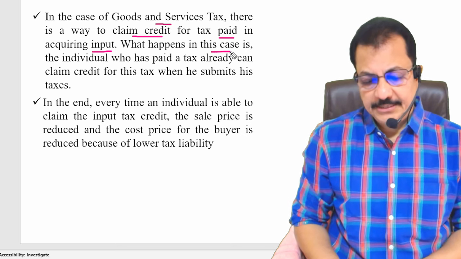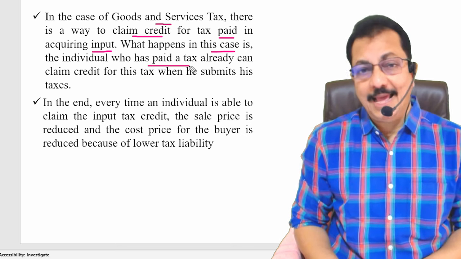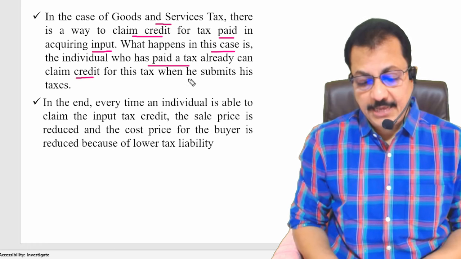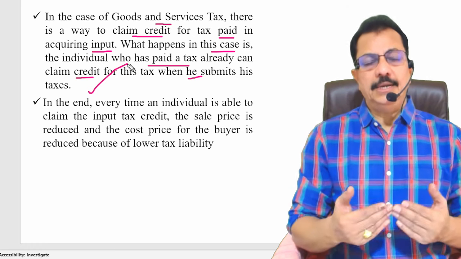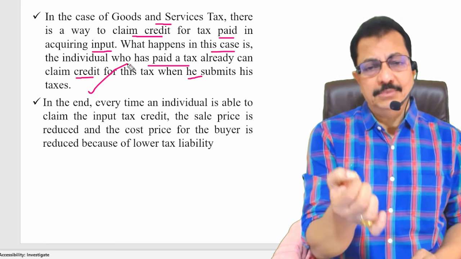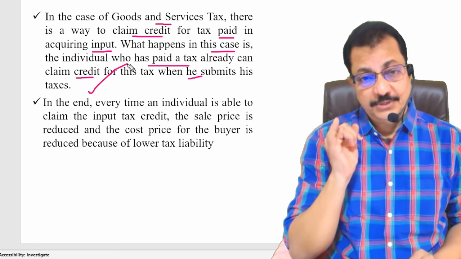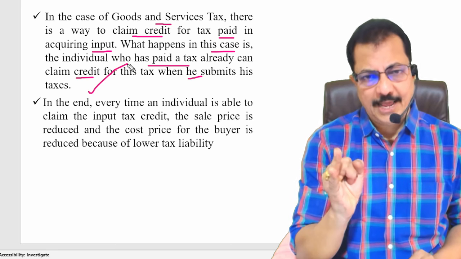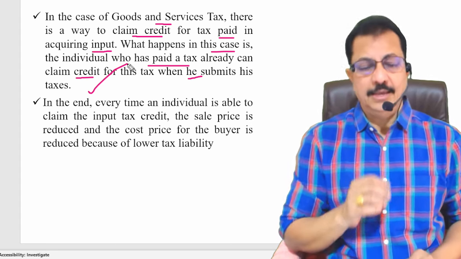What happens in this case is, the individual who has paid a tax already can claim credit for this tax when he submits his taxes. Meaning, you need to submit the returns. At the time of submitting the returns, you can claim this as input credit. Am I clear? So business people are getting benefited, government is also getting the tax, and people are getting the prices at the lower rates.